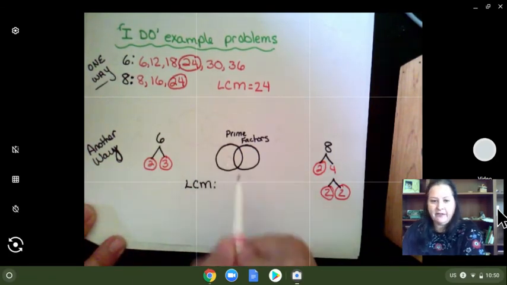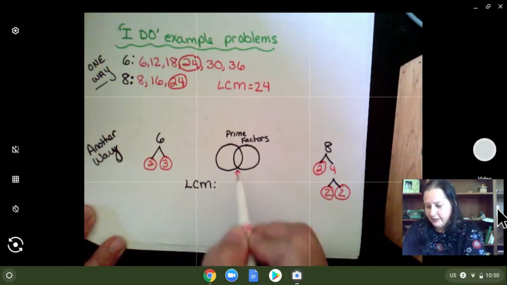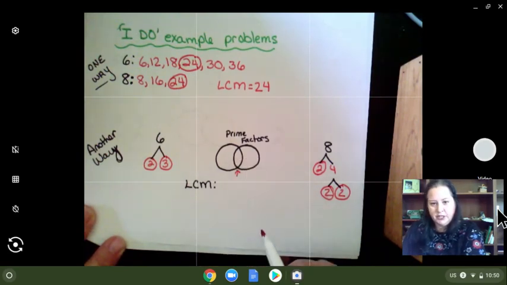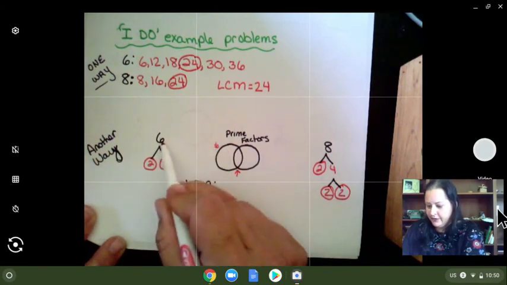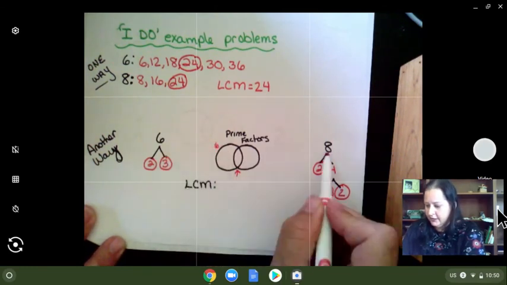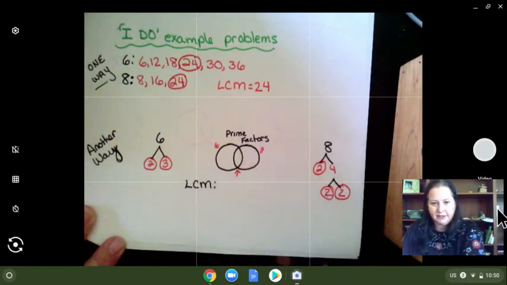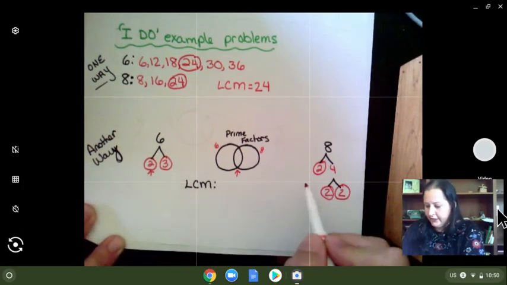Now, here I have a Venn diagram. If you remember from last year, whatever we put in the middle is common between the two circles. So all the information for this 6, we're going to put in this circle. For the 8, we will put in this circle. So first I look to see if they have any numbers in common. And I see a 2 here and a 2 here.